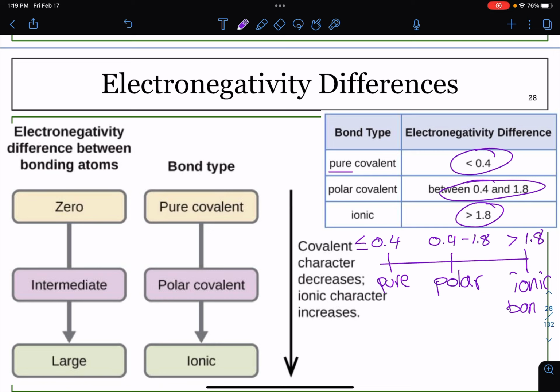Different chemistry textbooks and professors may disagree on exactly where these numbers fall. Some will say maybe this number instead of 0.4 should be 0.5, or some textbooks may say that this 1.8 number should maybe be 1.6 or 1.7, something along those lines, which is why we call this a spectrum.